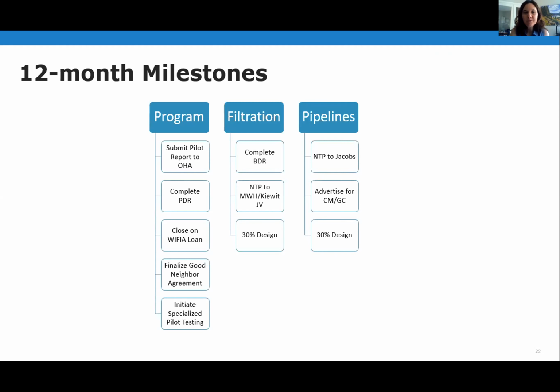From the filtration perspective, we're going to complete our BDR, so the draft will be submitted to the Water Bureau in November with the final in January. We're anticipating that the notice to proceed to the MWH/Stantec joint venture will come this fall, and we will initiate and complete 30% design. Pipelines, notice to proceed will go to Jacobs this fall as well. We'll put out our advertisement for our CMGC and again, initiate and complete 30% design.